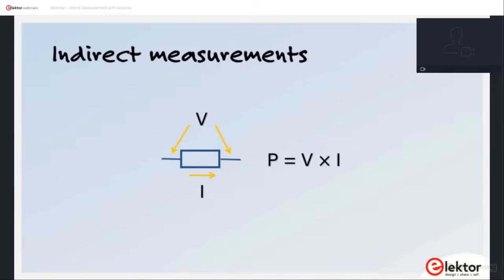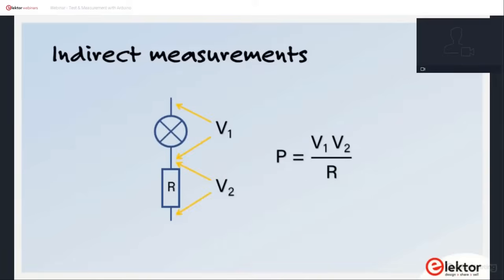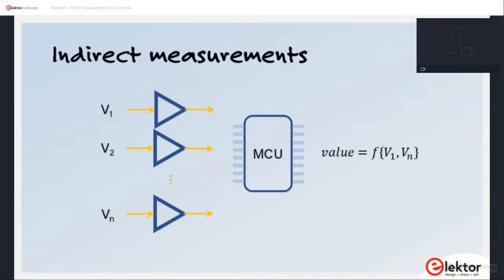Some quantities are easier to measure indirectly than directly. Measuring power, for instance, is easy when you measure both voltage and current and then do the necessary calculations to obtain the power. Microcontrollers can have many inputs, and so they can measure more than one signal at once. This is perfect for doing indirect measurements with multiple signals.